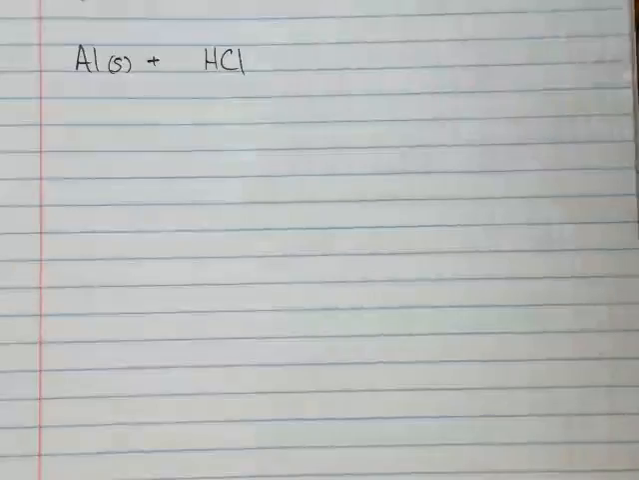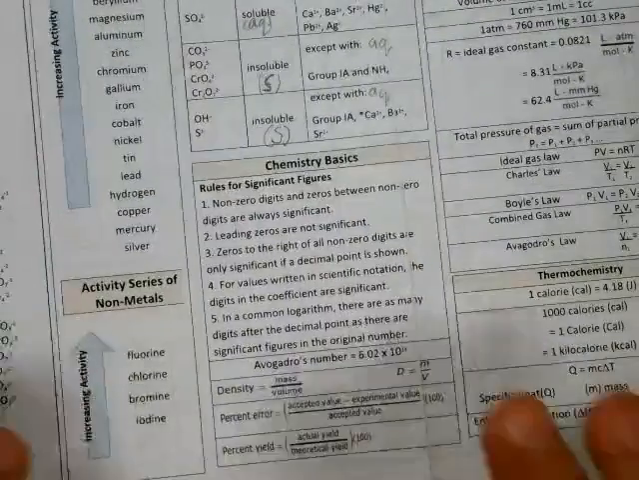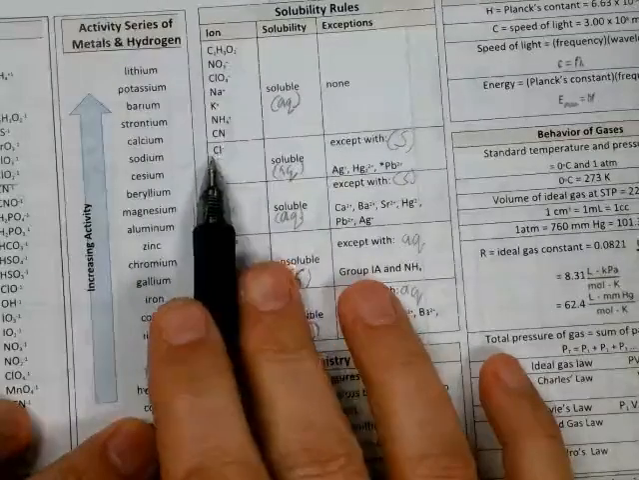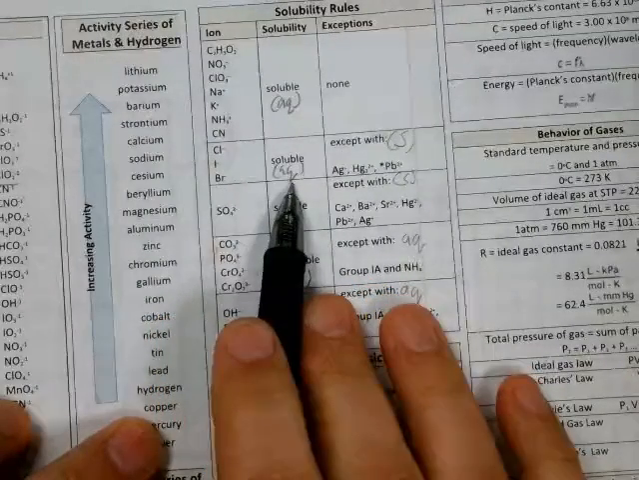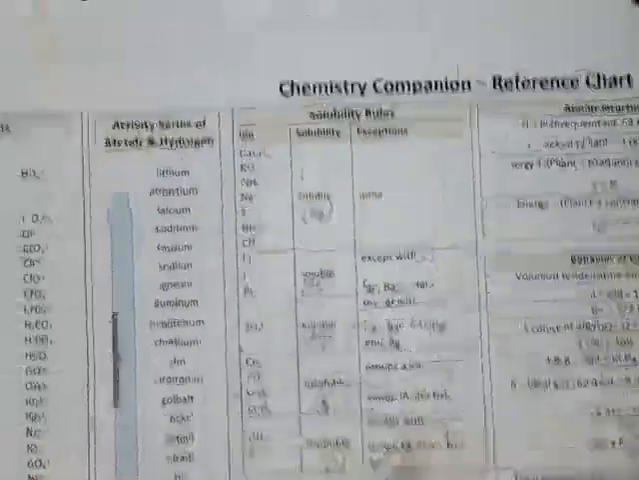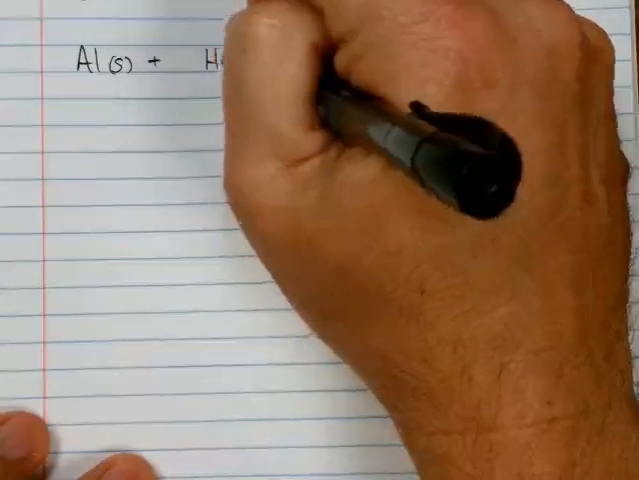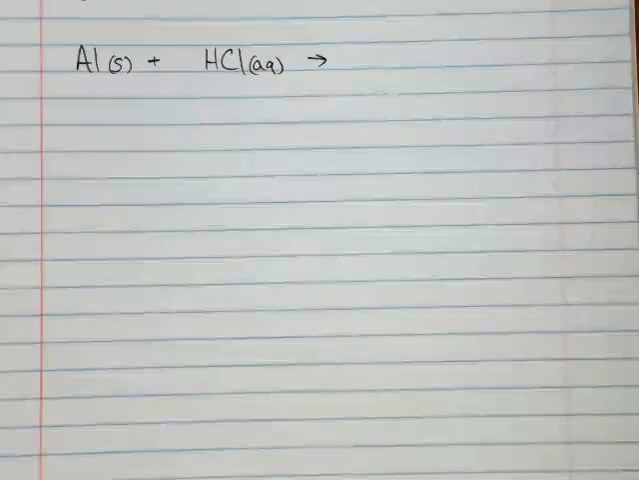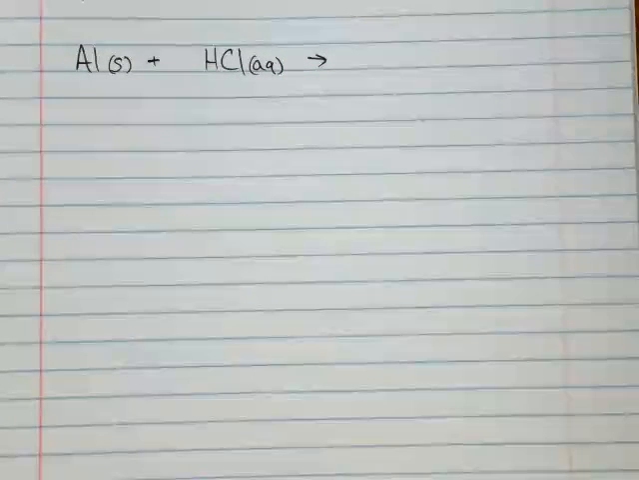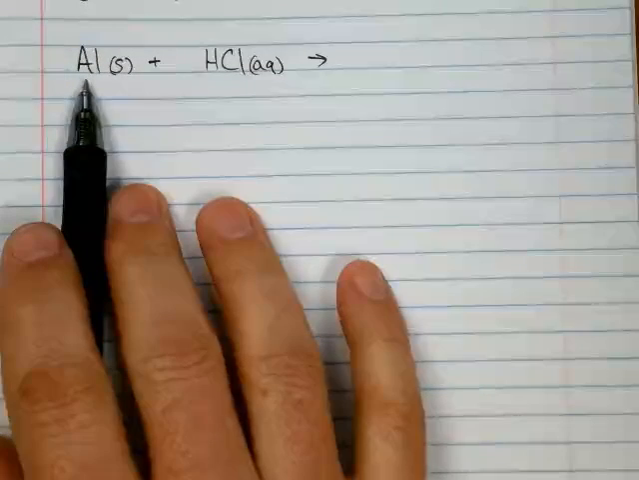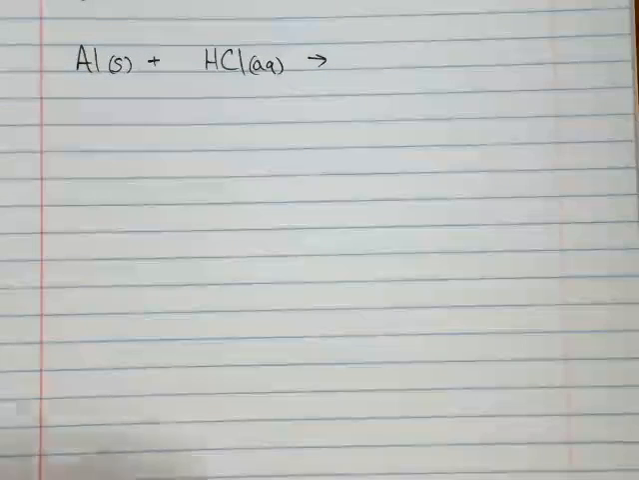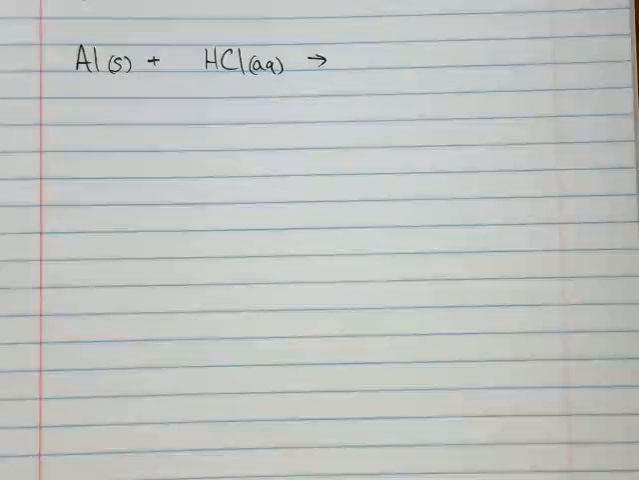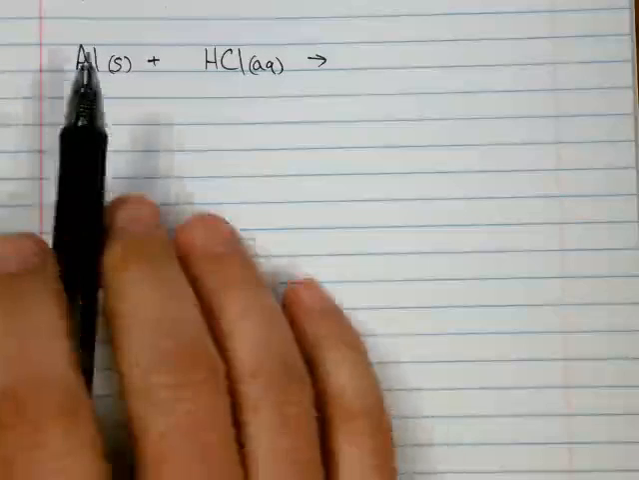Now, hydrochloric acid, since it's a compound, we have to look at our solubility rules. Chlorine is aqueous. So this is aqueous, and you should really know that anyways. It's always aqueous. When you look at this, aluminum is an element, hydrochloric acid is a compound. What kind of reaction would that be? Element plus compound. Single replacement.